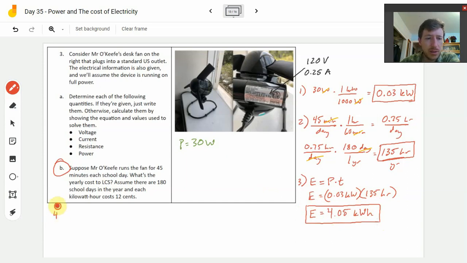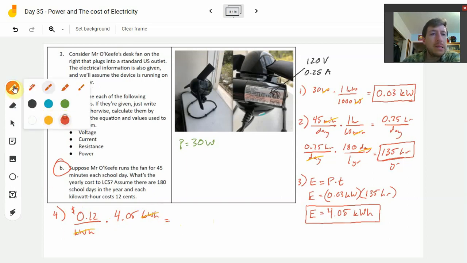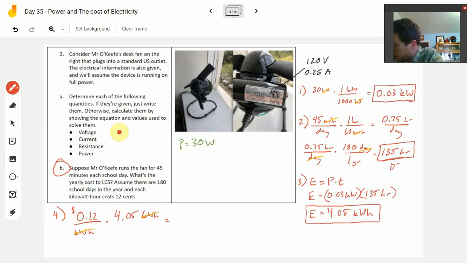Once again, if we want the total cost, that's 12 cents per kilowatt hour times the amount of energy, which is 4.05 kilowatt hours. Notice the kilowatt hours on top and bottom cancel, we're just left with dollars. And that gives us not a whole lot. We'll round that up to 49 cents. So 49 cents is the cost for Mr. O'Keefe to run his fan.